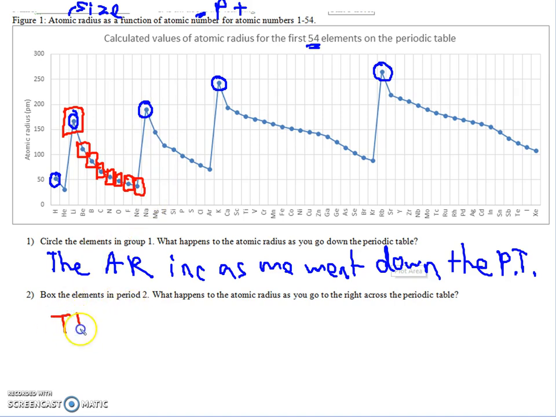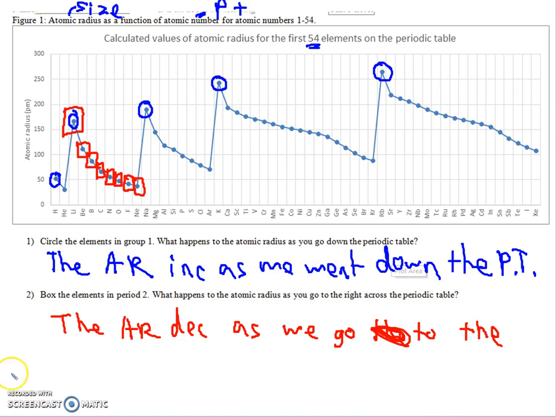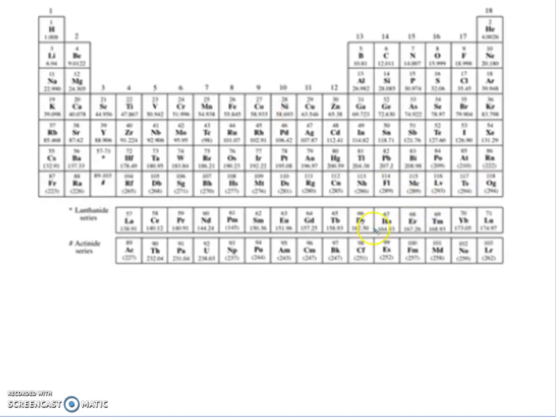Well, the atomic radius, it looks like, is going down continually. So the atomic radius decreases as we go to, whoops, got ahead of myself, to the right on the periodic table. Interesting. Okay, and I was looking at a periodic table the whole time. Not a bad idea if you weren't following what I was doing.